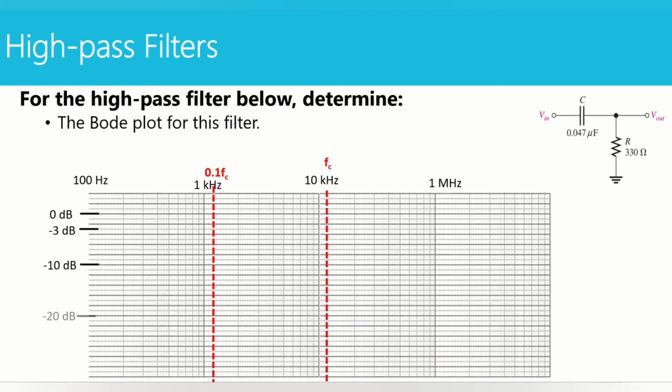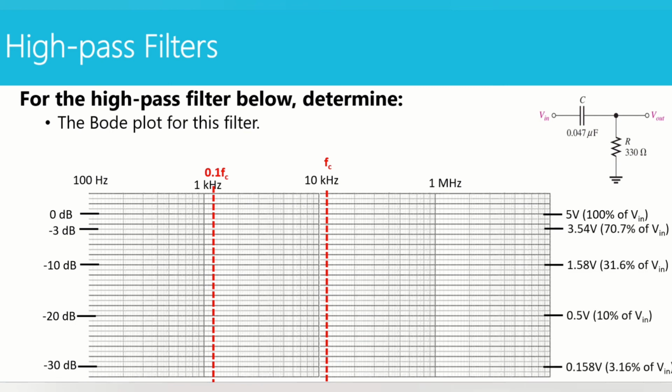Next, I'm going to label my decibels, and that's going to be the same way that we discussed previously for the Bode plot of a low pass filter. And I'll label my output voltages for each of the decibels shown on the left, same as before. So right now, setting up our Bode plot for a high pass filter, the only thing that has changed thus far is that our second point that we're marking on the vertical axis here is 10% of FC instead of 10 times FC.